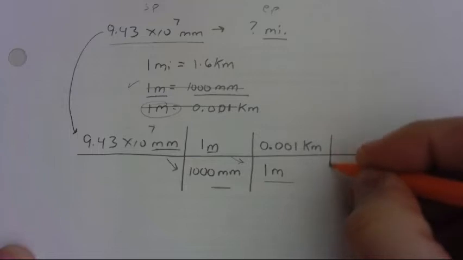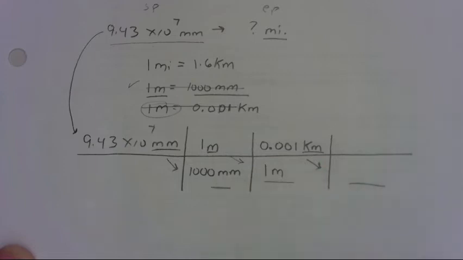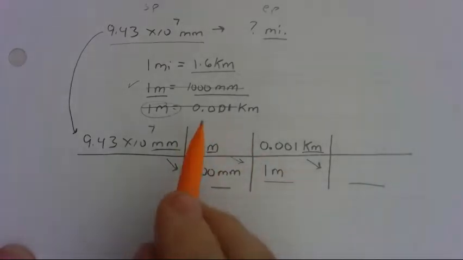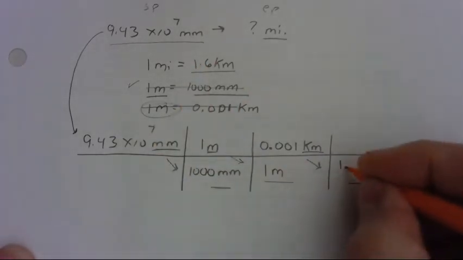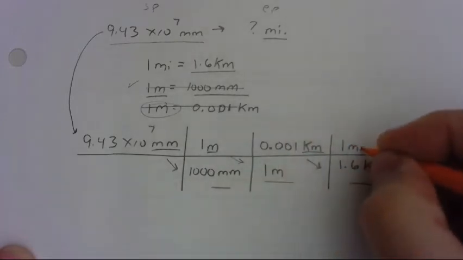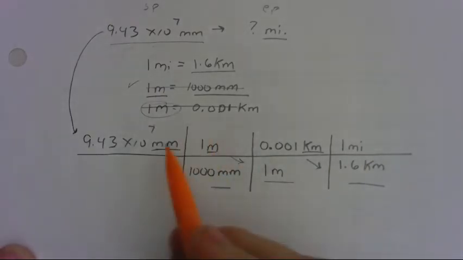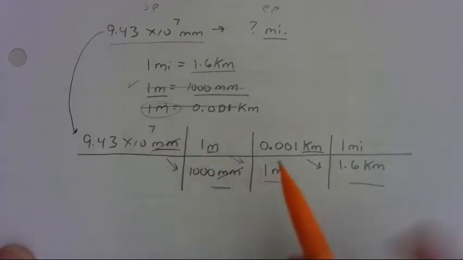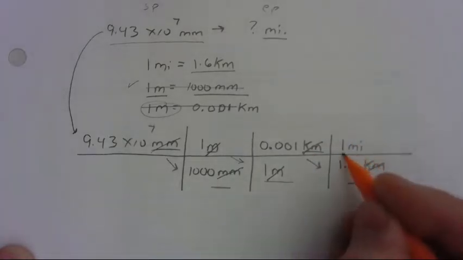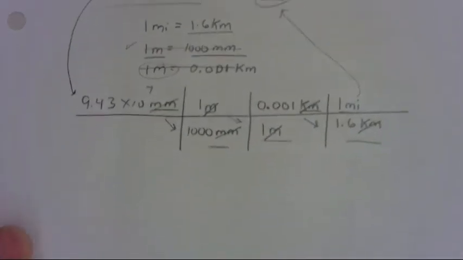And I'm still not in miles yet, so I need one more vertical line. Now I have kilometers on top. Again, I want to have kilometers on the bottom. I'm going to use that one. Can't use this one because I've already used it. So that's 1.6 kilometers, and it's equal to 1 mile, which goes on top. Now let me verify that I've set this up correctly. So I have millimeters canceling out with millimeters, meters with meters, kilometers with kilometers, and the only unit that doesn't cancel out is miles, and that's exactly where I want to end up.